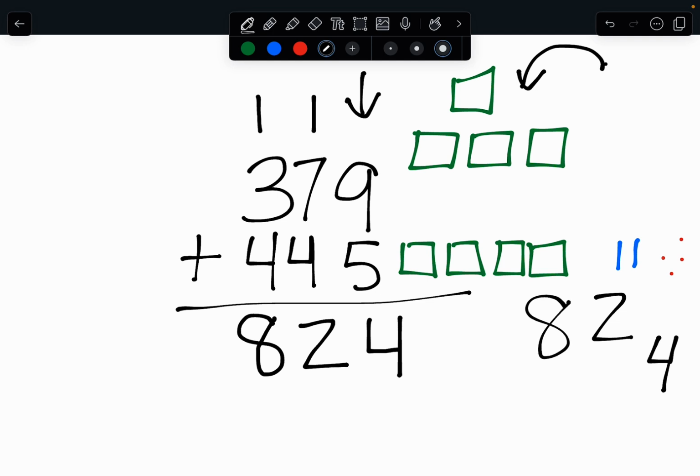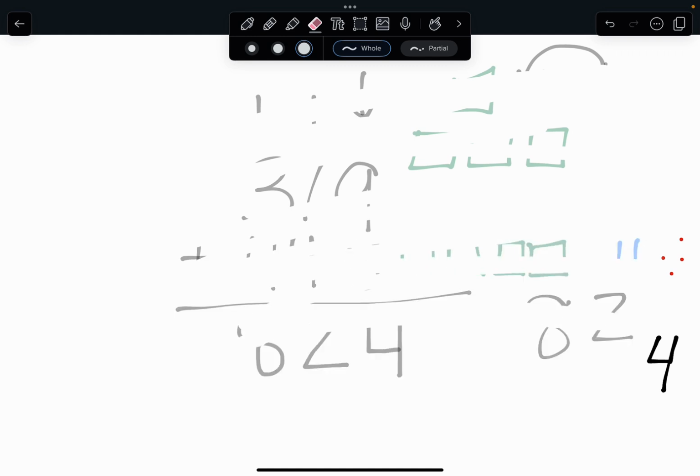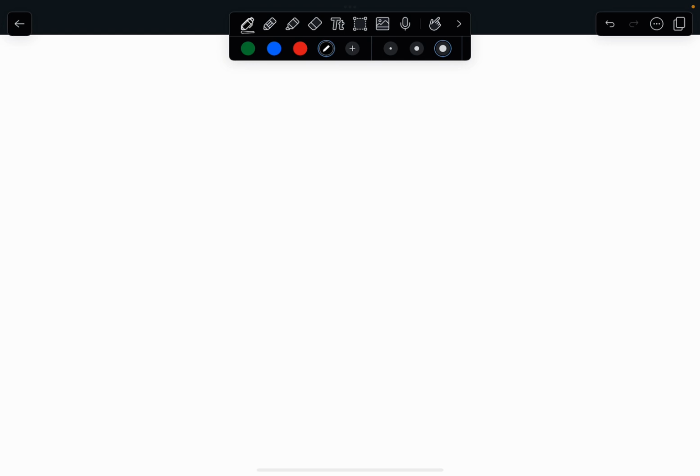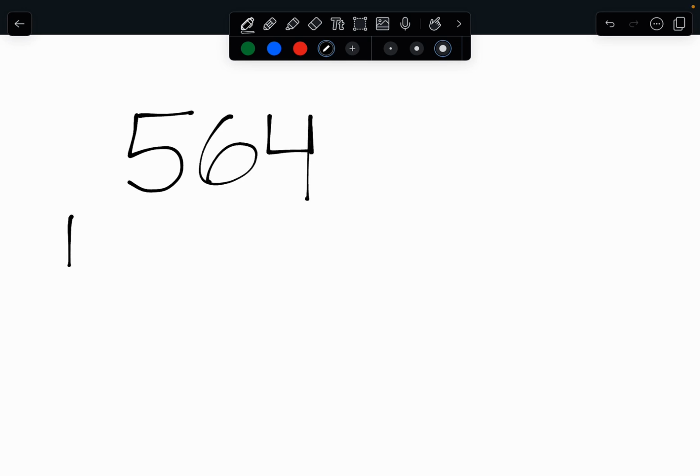If you need to draw the picture, that's okay. If you don't need to draw the picture and you can just add like you did, that's fine too. Okay, one more example, and what I want y'all to do now is pause the video after I give the numbers, and I want you to try this problem on your own before we end this video. So we're going to try this number, 564 plus 97. Okay, pause it real fast and try this one on your own.